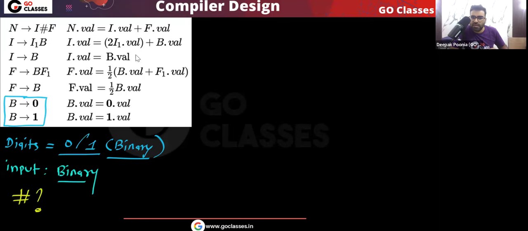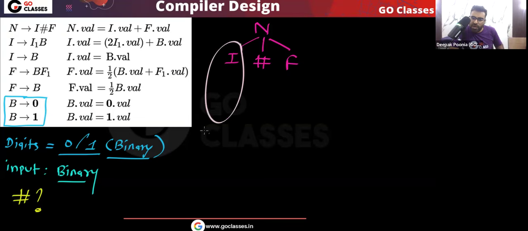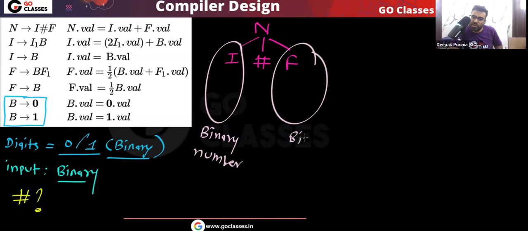Actually, if you notice, you can get only one hash. Did you notice? You cannot get more than one hash, because N goes to I hash F. After that you can never get a hash. Now here a binary integer you will get, and here also a binary number you will get. Do you agree with me?